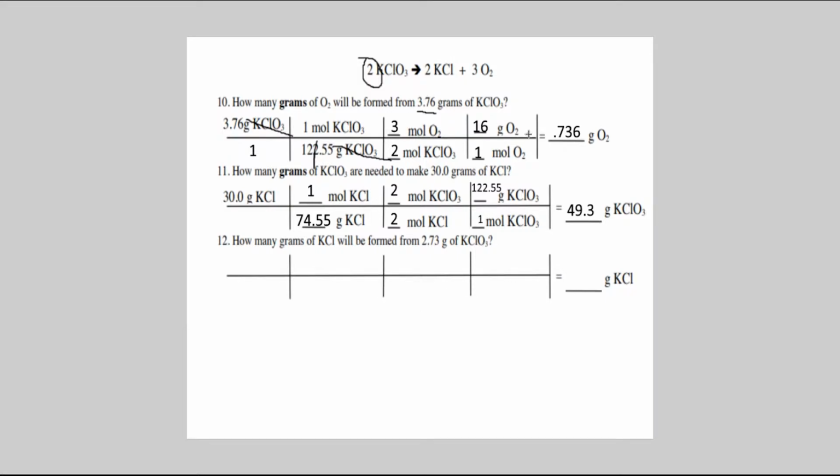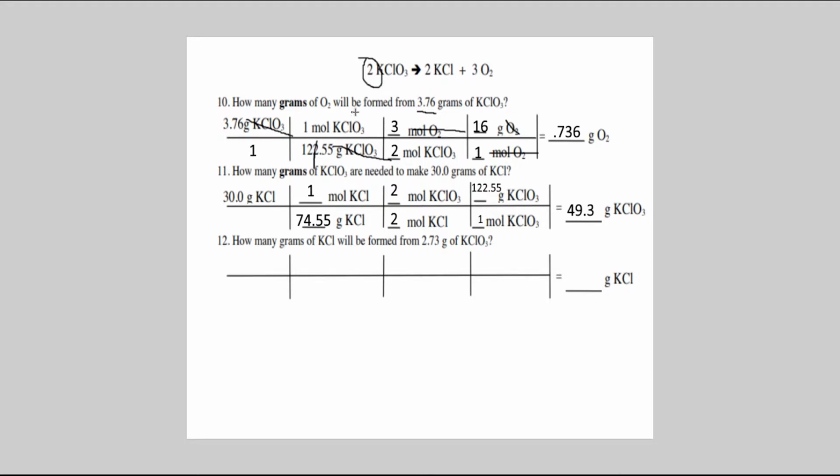Then you come back to what you did before with trying to figure out the difference. So 2 moles of KClO3 is equal to 3 moles of oxygen. And then you come down here, you cancel these out. So 1 mole of oxygen is equal to 16 grams of oxygen. And you multiply everything on top and divide it by everything on the bottom. So you would get 0.736 grams of oxygen.